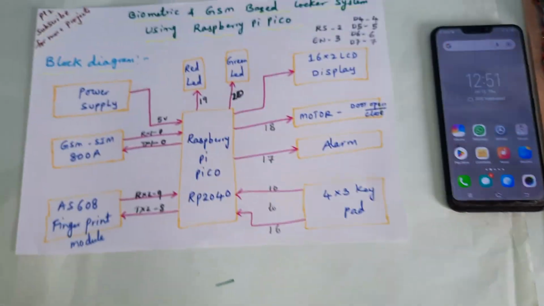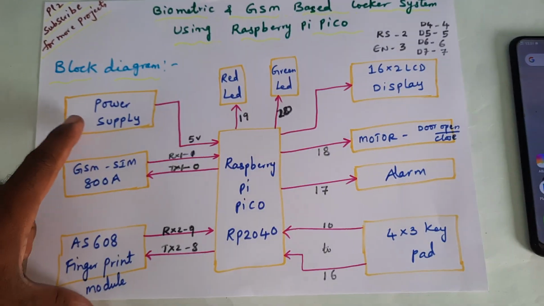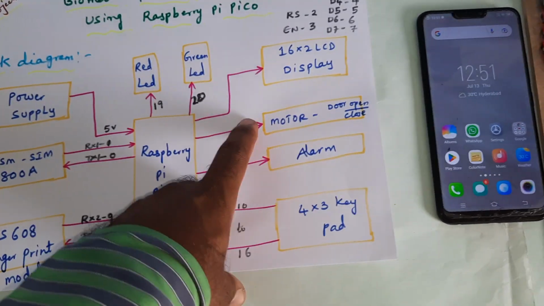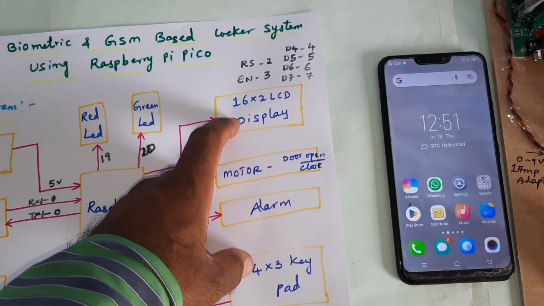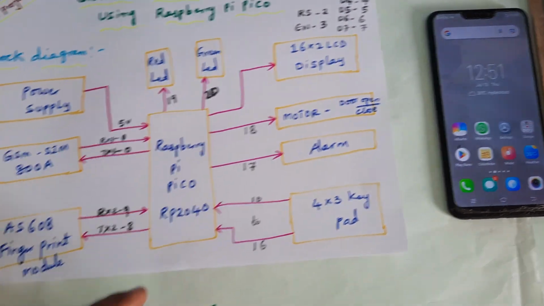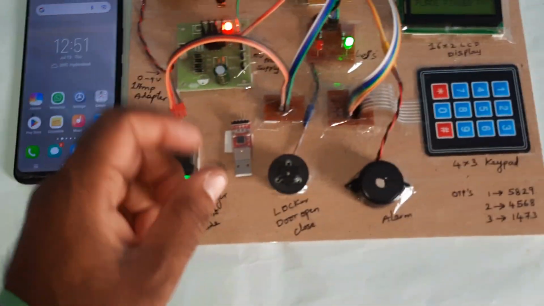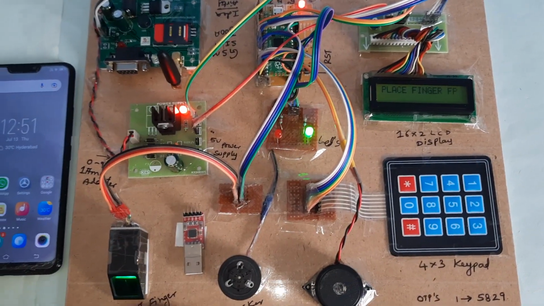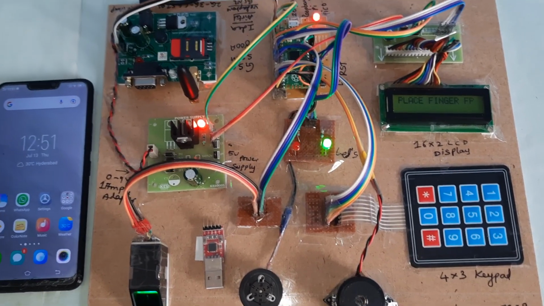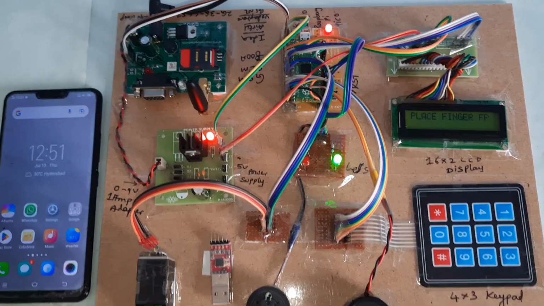This is our block diagram: power supply, GSM, Raspberry Pi Pico, motor, alarm, 4x3 keypad, 16x2 LCD display, red LED, green LED. We can also add a camera, which will send a photo alert to the predefined mobile number.